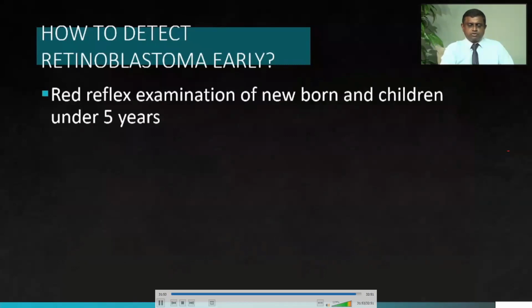So how to detect retinoblastoma early? Through the red reflex. If the red reflex is done in newborns and children, we can detect retinoblastoma cases. So please don't wait until the parents come and complain. We can detect retinoblastomas by checking the red reflex properly. So having said that, I conclude the lecture.